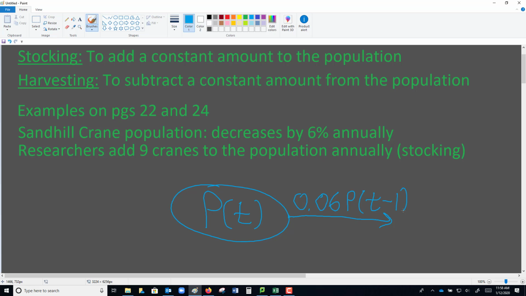But now with this idea of stocking, researchers are trying to stem the population from going extinct, trying to help them at least stay stable. So they're adding 9 cranes to the population each year. That would represent just a constant 9 going into the bubble. This is the only information they gave us in terms of change to the population. So that is our complete flow diagram.